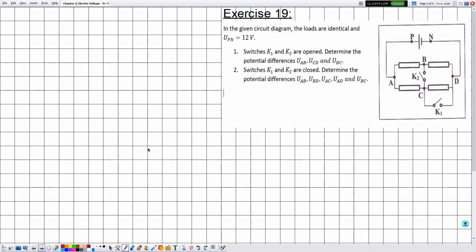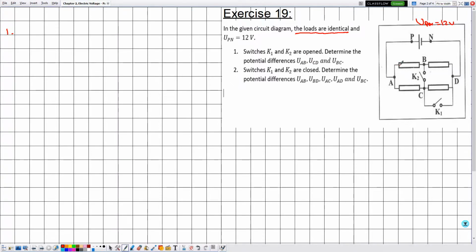Now moving to exercise number 19, they are telling me that in the given circuit diagram the loads are identical. Okay, so this is important. And UPN is equal to 12 volts. Now in number 1, they are telling me the switches K1 and K2 are open.